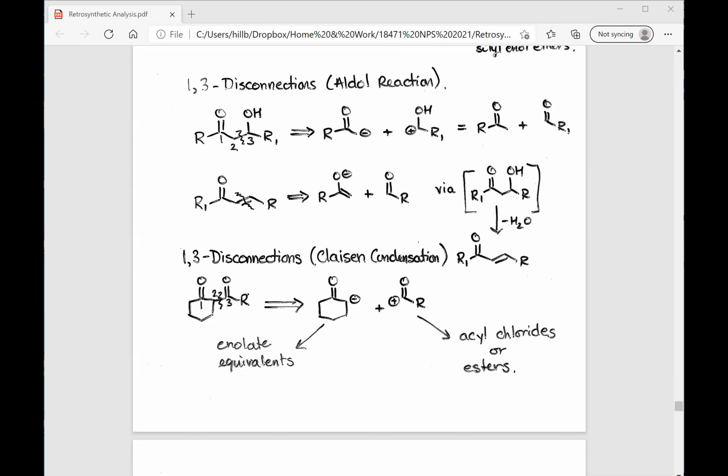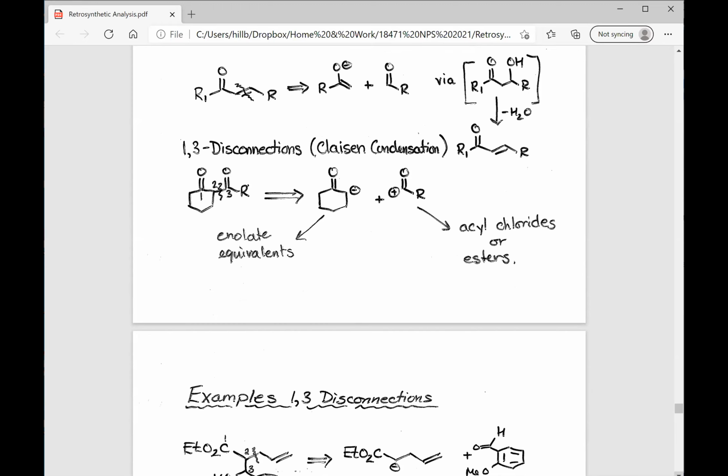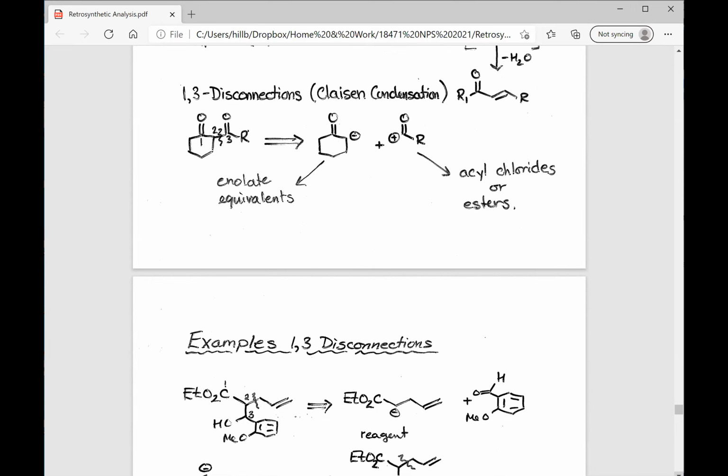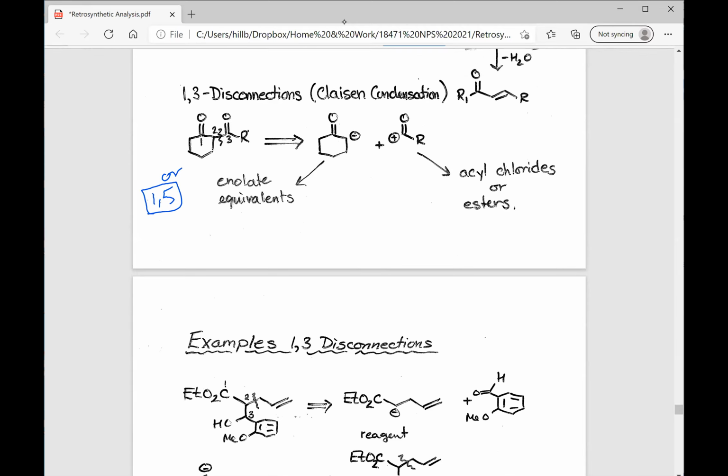Okay, so the last little bit that we're going to do today is going to be systems in which we've got carbonyls that are separated by 3 carbons, or carbonyls that are separated by 5 carbons. That's going to come in a second. So the classic example would be what we call the Claisen condensation.